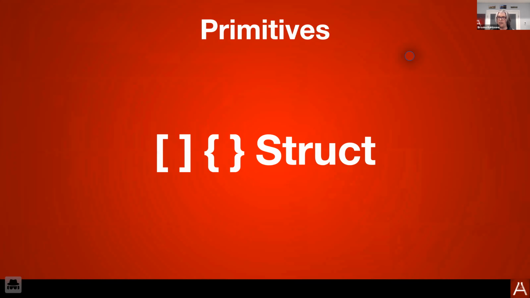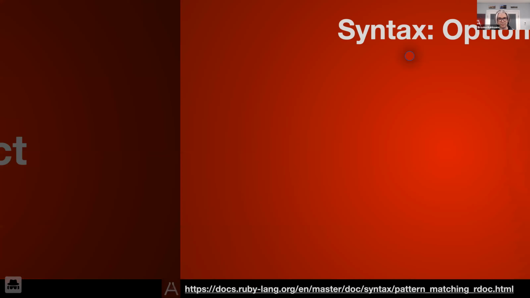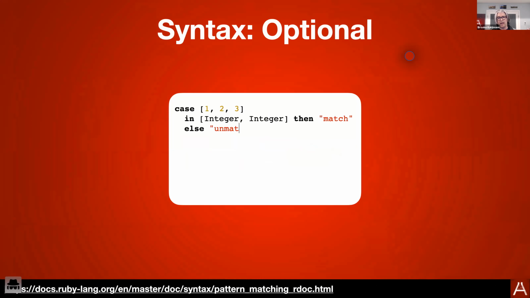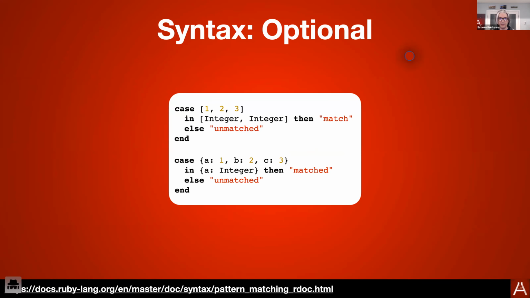So now that we've talked about the syntax at a high level, let's dive a little bit deeper and talk about the primitives, the support for pattern matching in primitives, especially with arrays, hashes, and structs. At first, here's just some lightweight syntax, where we're matching on an array and a hash. Don't worry about all the syntax here. We'll dive into this more together.